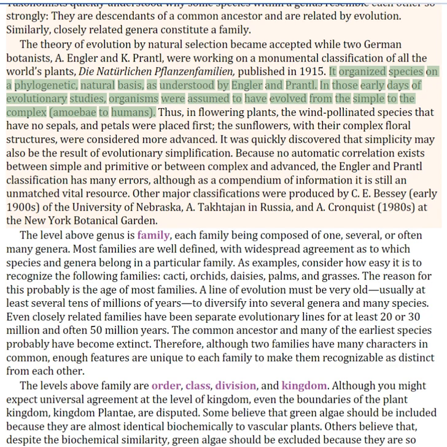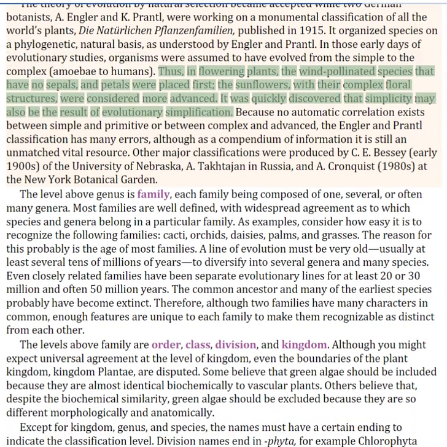In those early days of evolutionary studies, organisms were assumed to have evolved from the simple to the complex. Thus, in flowering plants, the wind-pollinated species that have no sepals and petals were placed first. The sunflowers, with their complex floral structures, were considered more advanced. It was quickly discovered that simplicity may also be the result of evolutionary simplification.